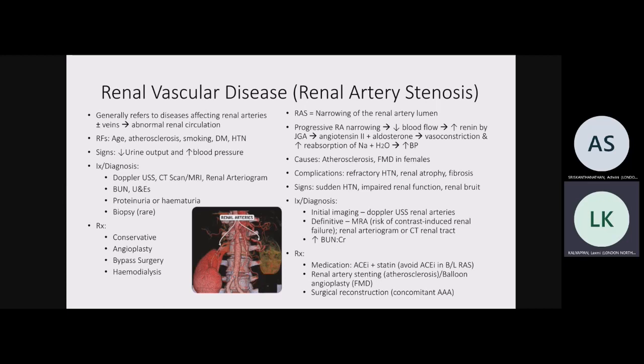The usual cause of renal artery stenosis is atherosclerosis, which is the big risk factor. You can also commonly see it in exam questions in females with fibromuscular dysplasia as a background.